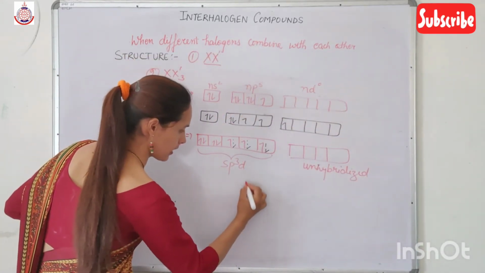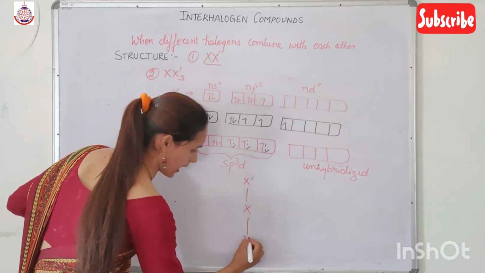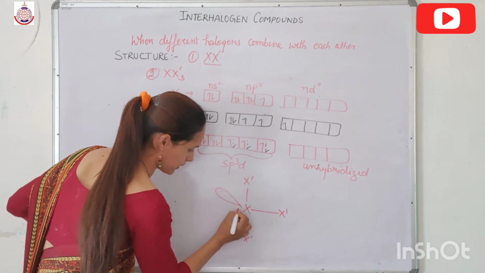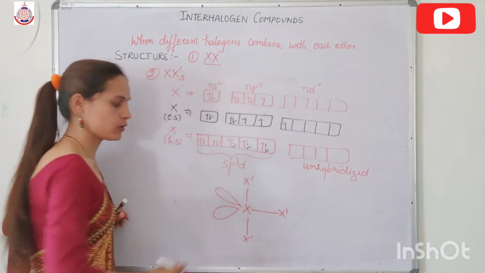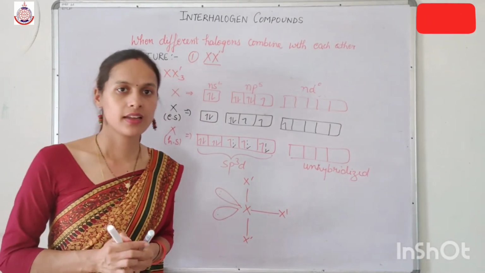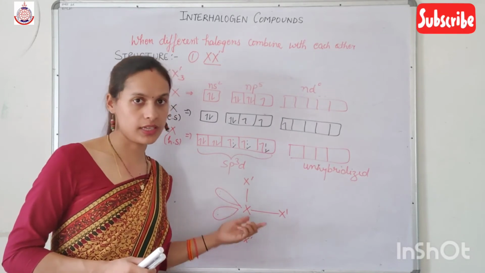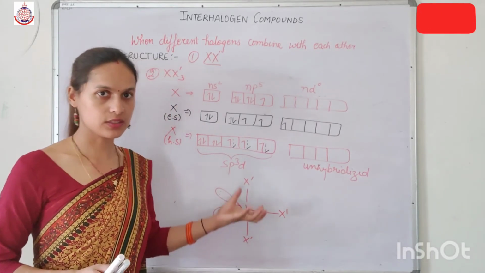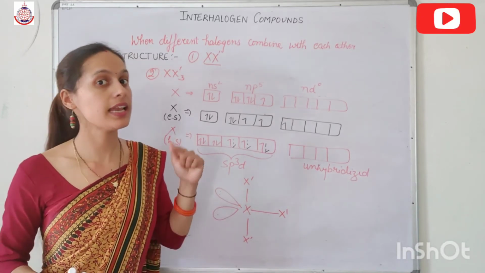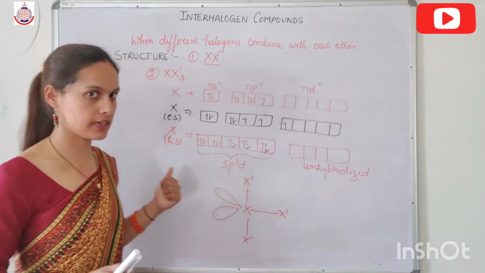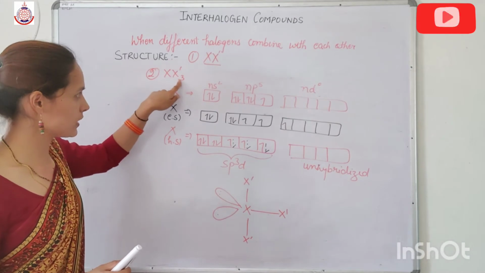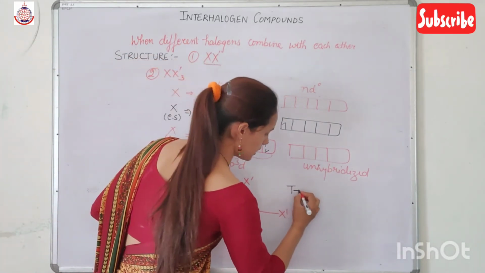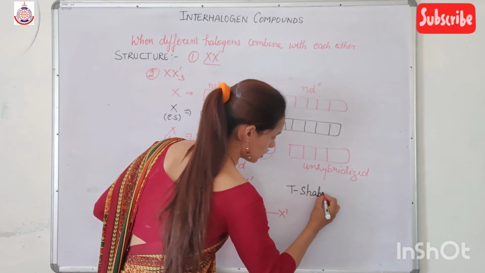X dash with 2 lone pairs in the equatorial plane, not in the axial plane. Okay, this we have studied in our 11th class. So in XX3 the shape is T-shape. The geometry becomes T-shape. The structure becomes T-shape.